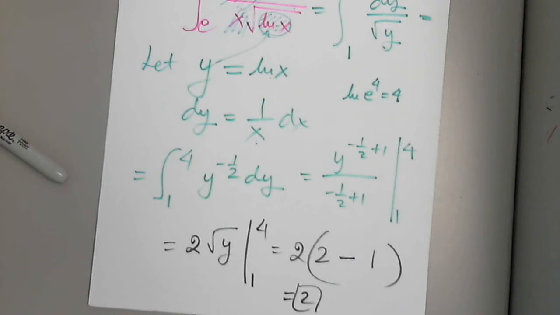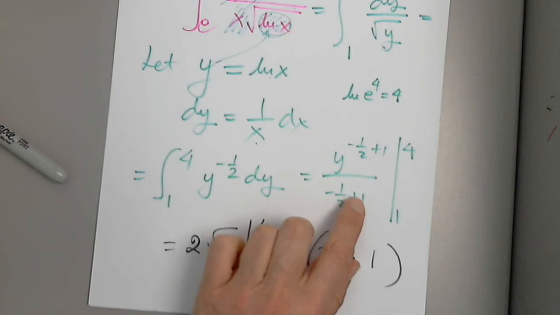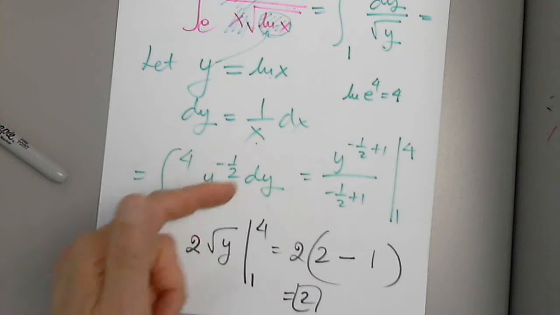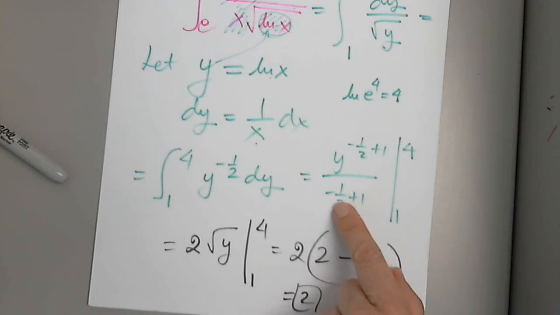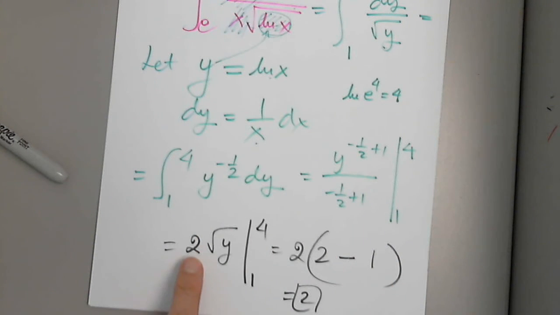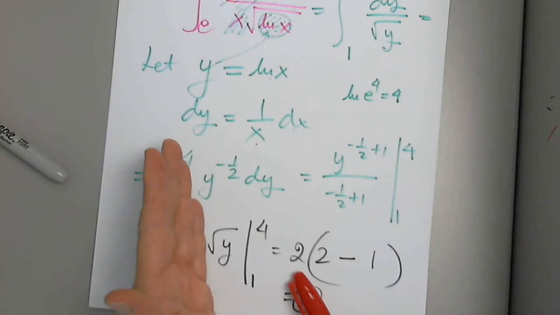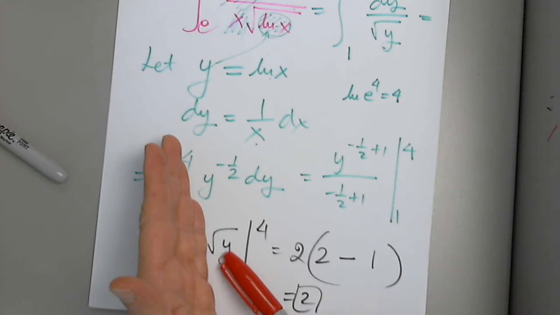So is the 2 a constant? This one? Yes, it comes from here. Negative 1/2 plus 1 is 1 over 2 that I have to flip, 2 over 1. It comes from the denominator. So if you plug in 4, would it be square root of 4 times 2? But I left the 2 outside. So the square root of 4 is 2, minus when I plug in 1, I perform this operation and get 1, and then multiply by 2.